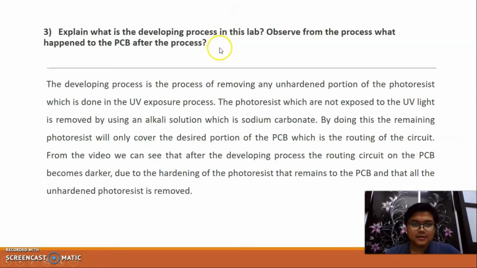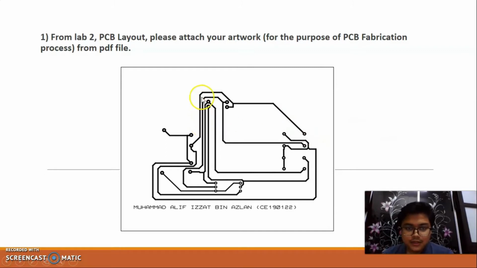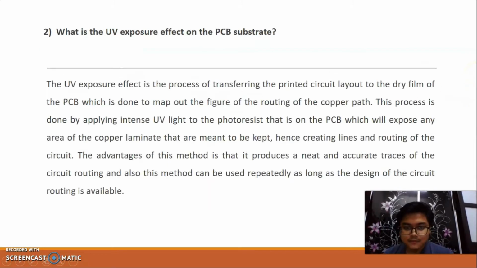Dan soalan ketiga pula, what is the developing process? So, development process ni ialah proses untuk membuang benda-benda yang unhardened portion of the photoresist which done in the UV exposure process. So, mana-mana yang photoresist yang tak keras akan dibuang oleh development process ni, dan ia akan dibuangkan menggunakan sodium carbonate. So, by doing this, only the desired portion of the PCB, which is the routing of the PCB, is shown. So, yang kami tahu, hanya yang hitam ni saja yang akan dihasilkan di PCB kami nanti. Yang selainnya akan dibuang.